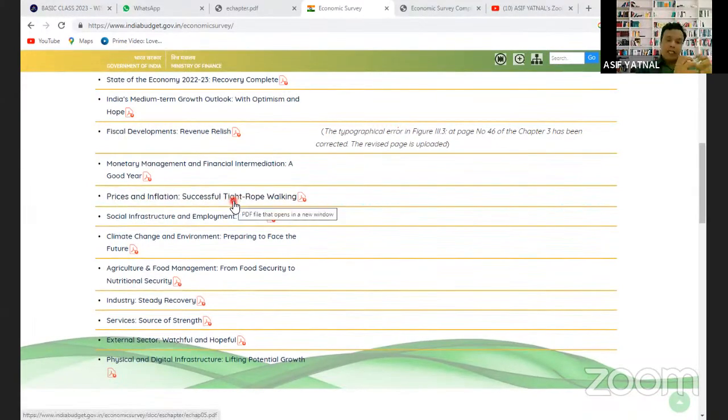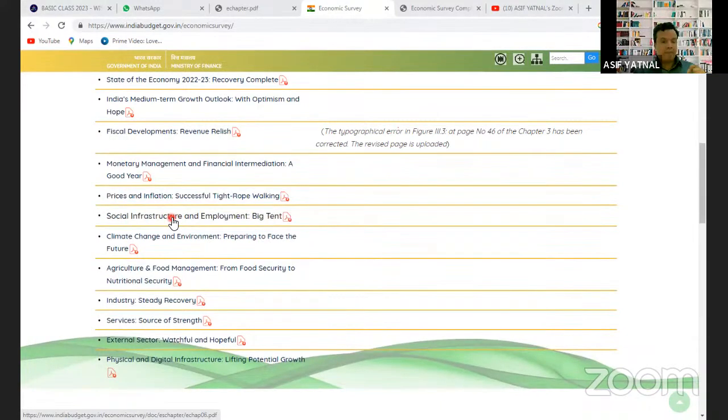मतलब how both economic growth rate as well as inflation, दोनों को किस तरीके से government ने handle किया है, that is what is explained. So in this chapter, prices and inflation, as per government or as per economic survey, it was a successful tightrope walking. ठीक है? Next is social infrastructure and employment.